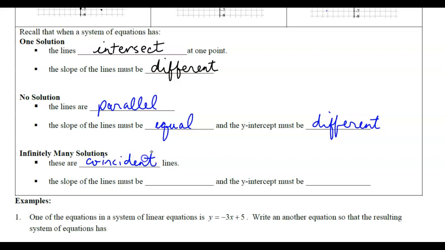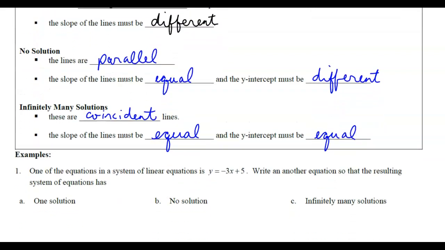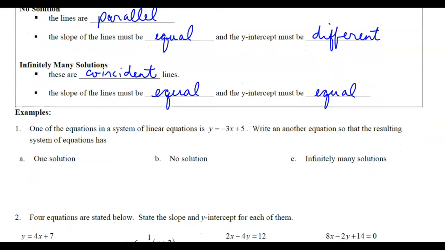So think about, if it's a coincidence that happened, it means 2 things happened that are the same. What a coincidence, right? So same with these lines, it kind of means the same thing. They're exactly the same line. So they're called coincident lines. The slopes of the lines must be equal, and the y-intercept must be equal. Basically, when you solve for y, it's exactly the same equation. Okay. So that's kind of a summary chart.